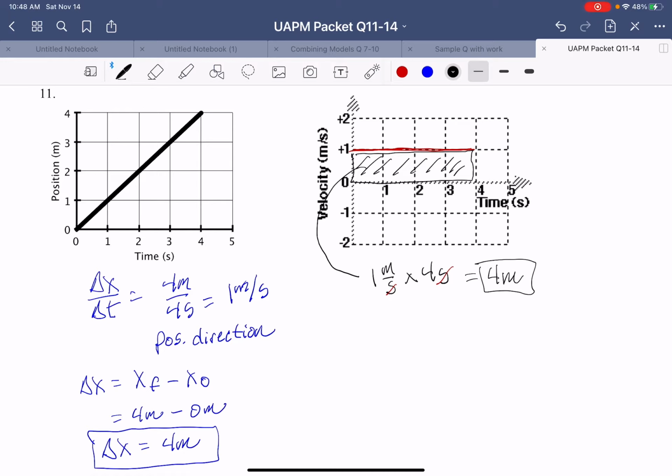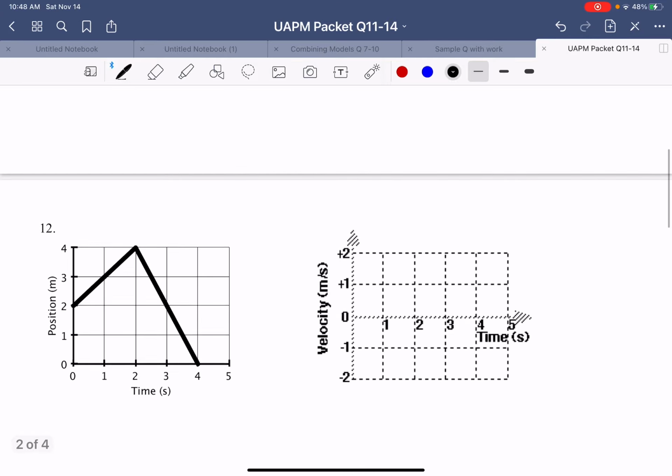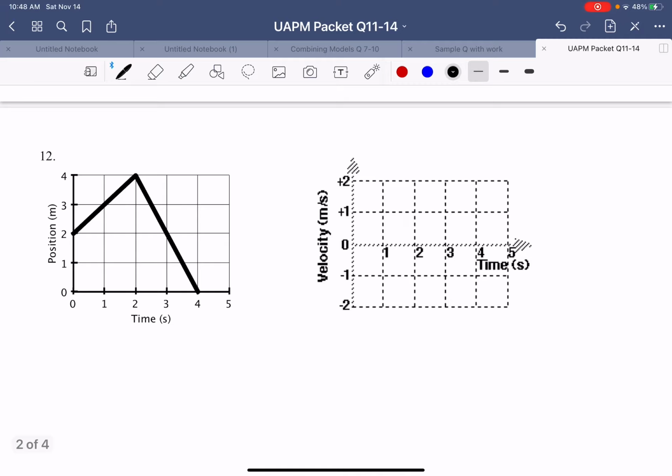Okay, so let's go on to 12. A little bit more difficult because this object is changing direction. This has a positive slope, so I know this is in the positive direction. This is a negative slope, so I know this is in a negative direction.